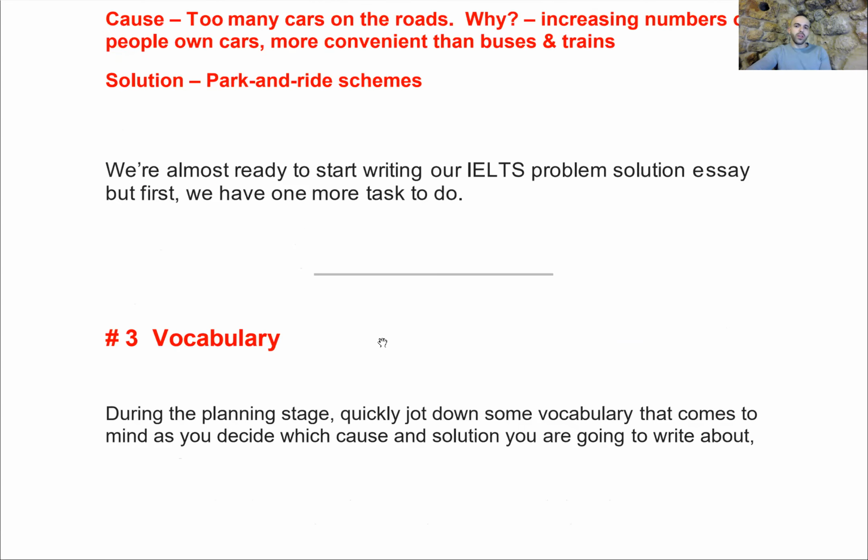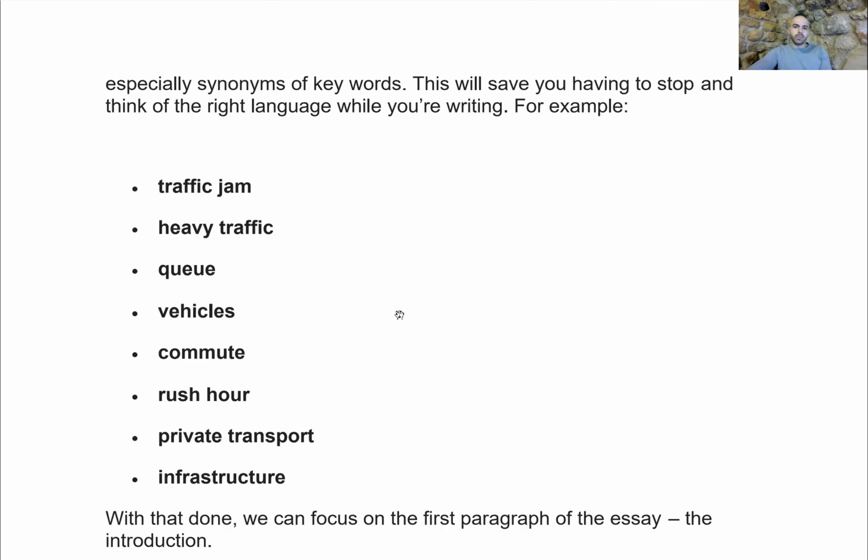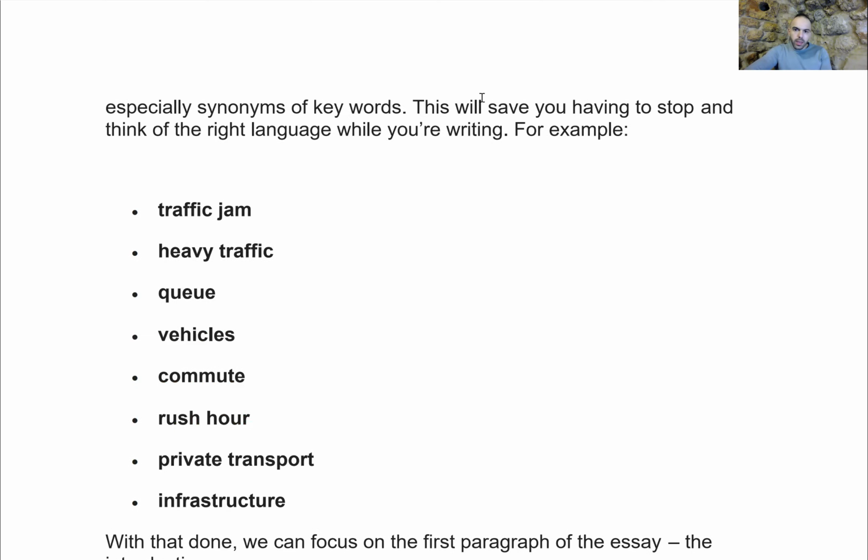Especially synonyms of keywords. This will save you having to stop and think of the right language while you are writing. For example, you can use traffic jam or heavy traffic instead of traffic congestion.